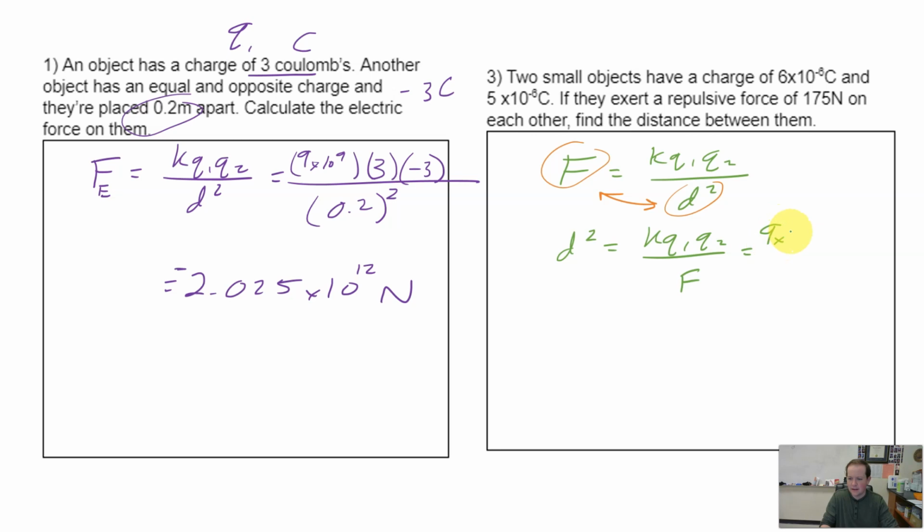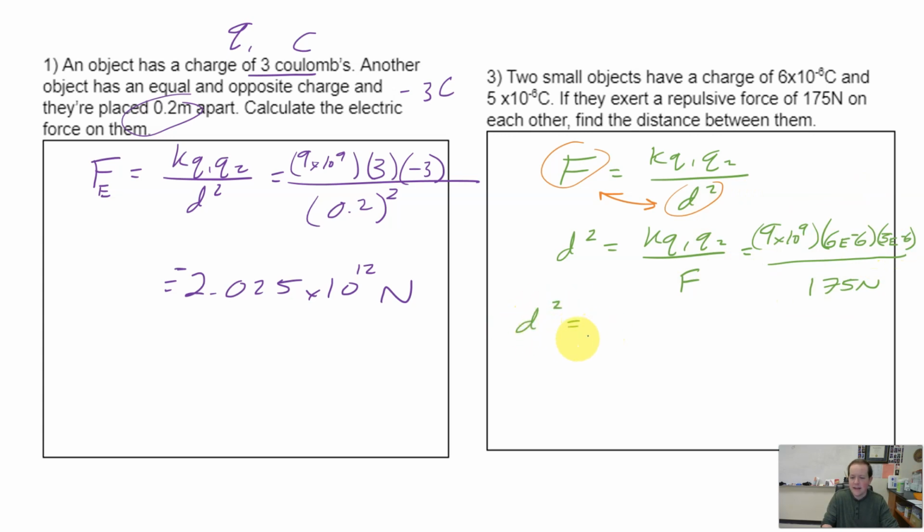That's 9 times 10 to the 9th. Oh no, I'm going to run out of room. Q1 is 6 times 10 to the negative 6. I'm going to put 6e to the negative 6. Remember that scientific notation? And then 5e minus 6. Maybe that didn't save me much space. But then I'm going to divide it by the force. What was the force? 175 newtons. You're going to plug this into your calculator, but you've got to be careful.